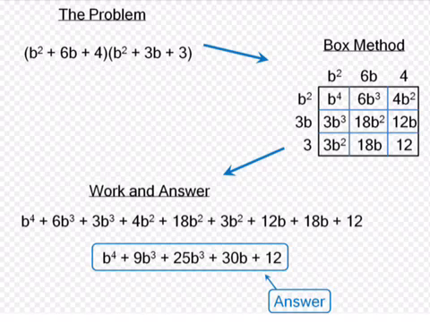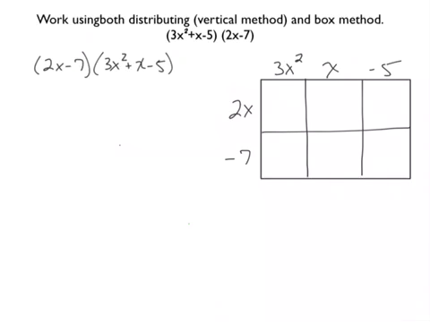The box method is well received because it works with all polynomials. As you can see here, we have a trinomial times a trinomial. We've set it up in the box method. I've shown the work and then simplified it to give you the answer. Here we're going to take a binomial and multiply it to a trinomial, both distribution and the box method.